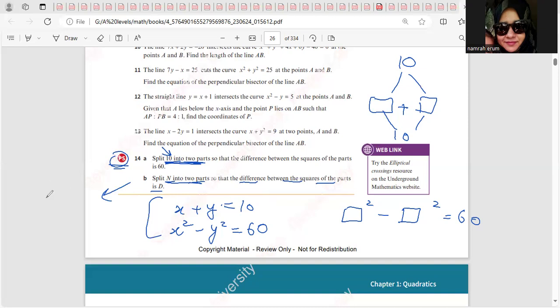N over 2. No, did I do it like this here? x plus y equals n. Yeah, good. And then the difference, x squared minus y squared equals d.